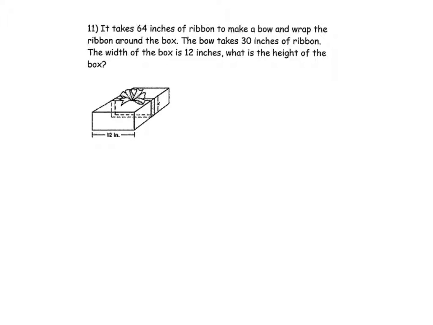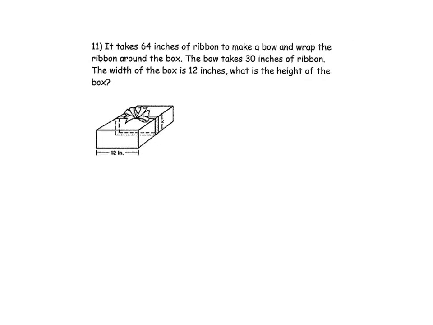It takes 64 inches of ribbon to make a bow and wrap the ribbon around the box. The bow takes 30 inches of ribbon. So the whole piece of string, we're just going to call it string for right now, because there's the ribbon part and then there's the bow part, but they're all connected. So the whole long piece is 64 inches, and then I've got this 30 inches for the bow part.